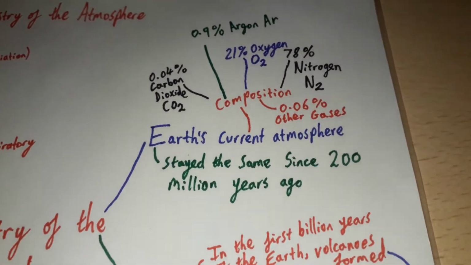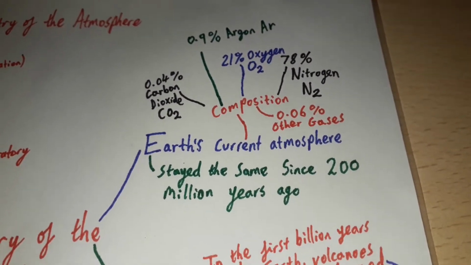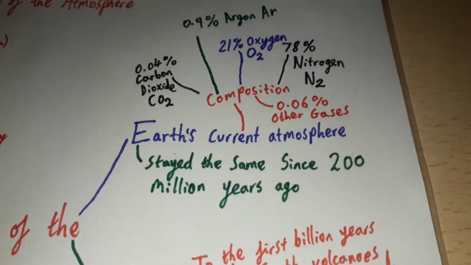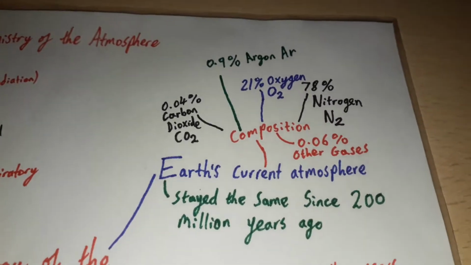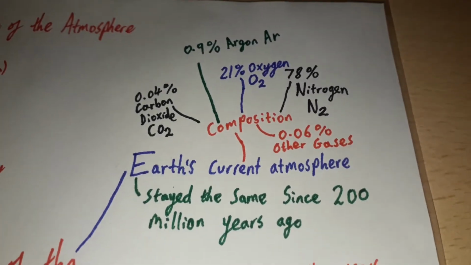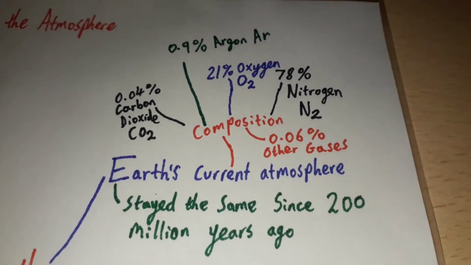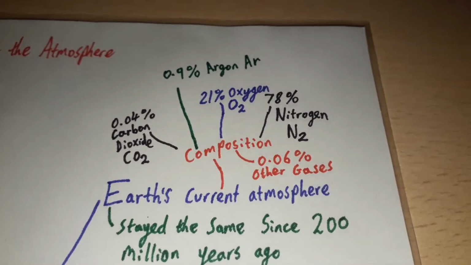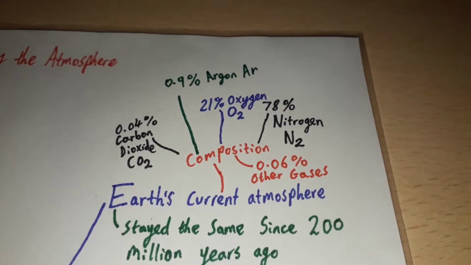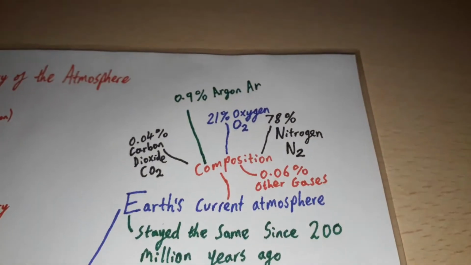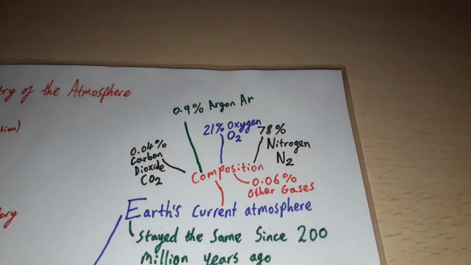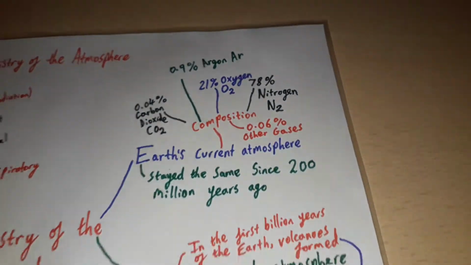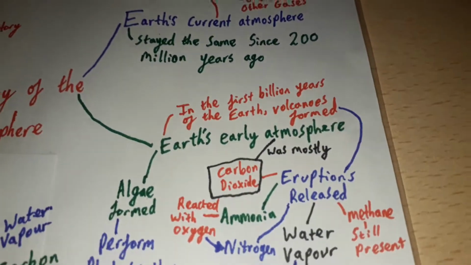Earth's atmosphere has stayed the same since 200 million years ago, which means back then it was the same as it is now. The composition of the atmosphere is made up of 78% nitrogen, 21% oxygen, 0.9% argon, 0.04% carbon dioxide, and 0.06% of other gases. The really important things to remember here are the carbon dioxide, the oxygen, and the nitrogen, because they really play into how the atmosphere has changed since Earth's early atmosphere.